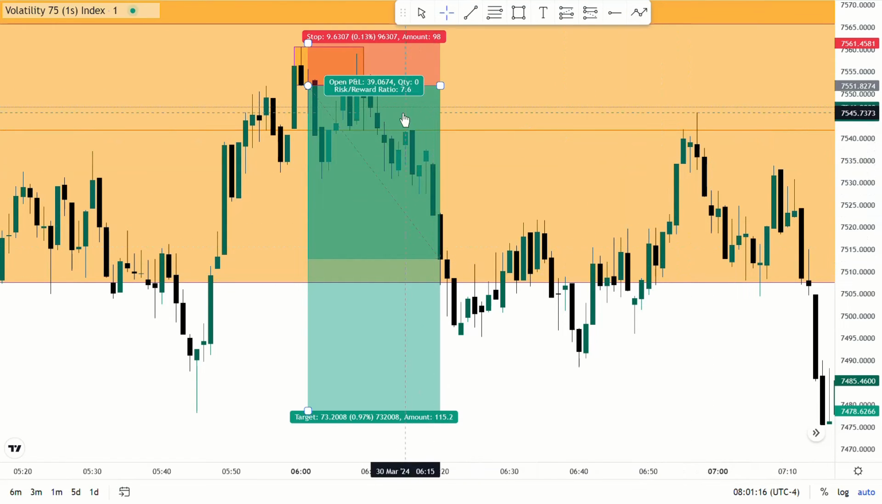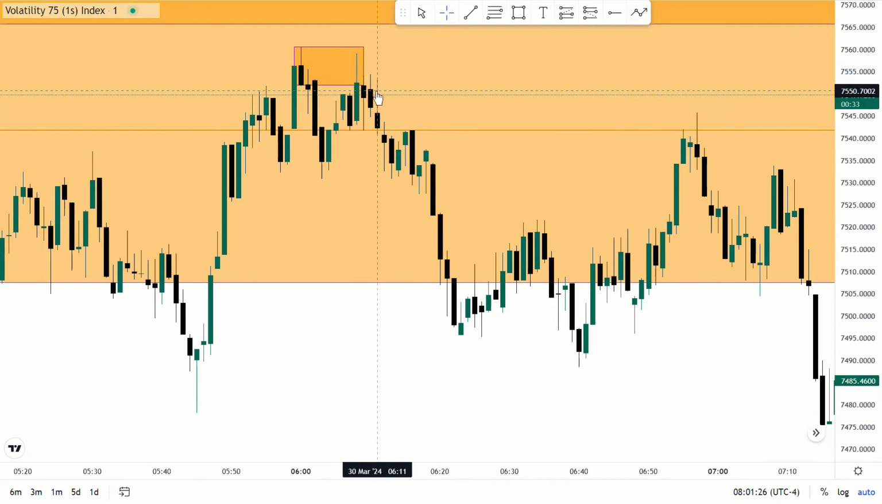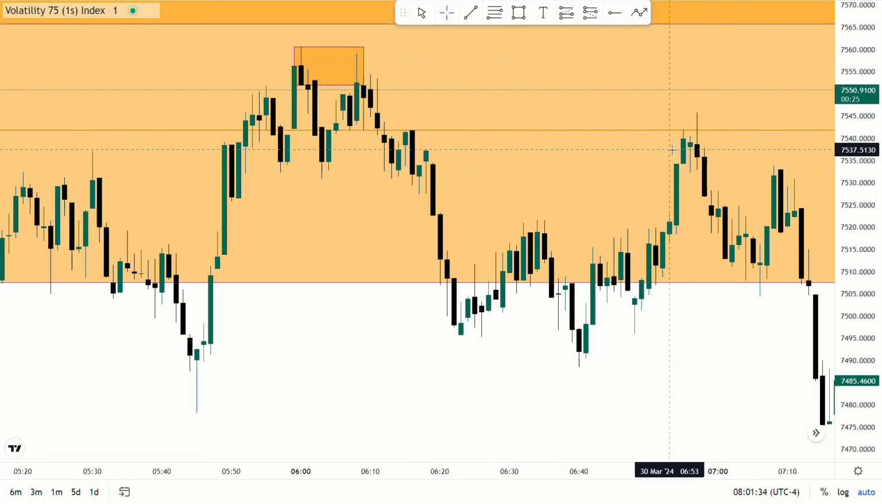Now if you didn't see the order block, let me remove this. If you didn't see this extreme order block here, or the previous, okay, let's just stick with this one, I don't want to confuse you. If you stick with this extreme order block right here, there was another opportunity here that was given.